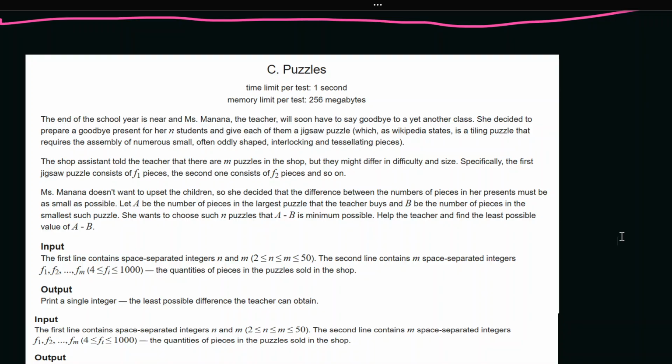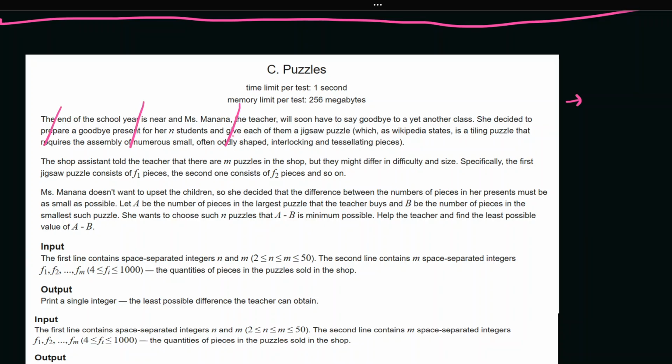Now, we are considering A as the number of pieces in the largest puzzle and B as the number of pieces in the smallest puzzle, and then we're taking the difference. She wants to choose n puzzles such that A minus B is the minimum possible. Okay. So we have to find the pieces for it. Thank you, Deepak.